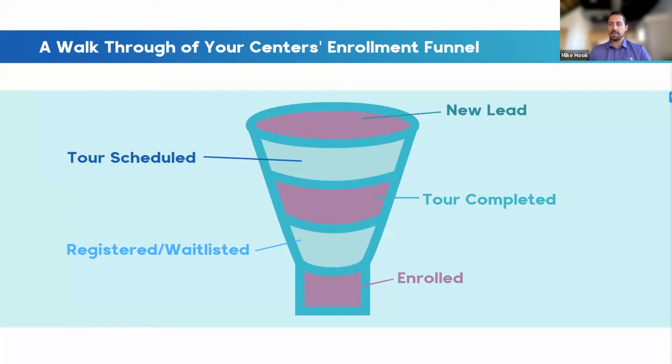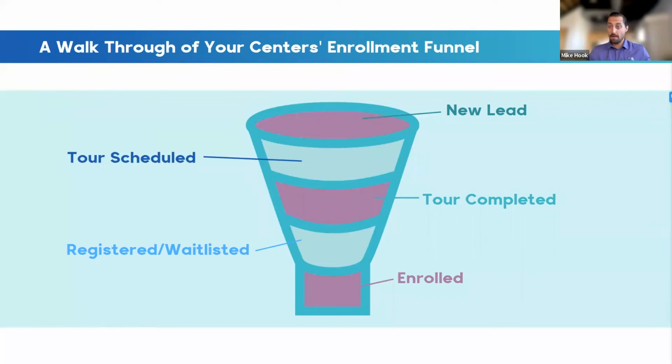When we think about this, these are all things that our business wants to happen. So this is framed in the light of, well, you as a childcare owner or as an organization want parents to come in as new leads. You want parents to schedule a tour. You want parents to complete that tour. And then you want them to get registered. You want them to get enrolled.